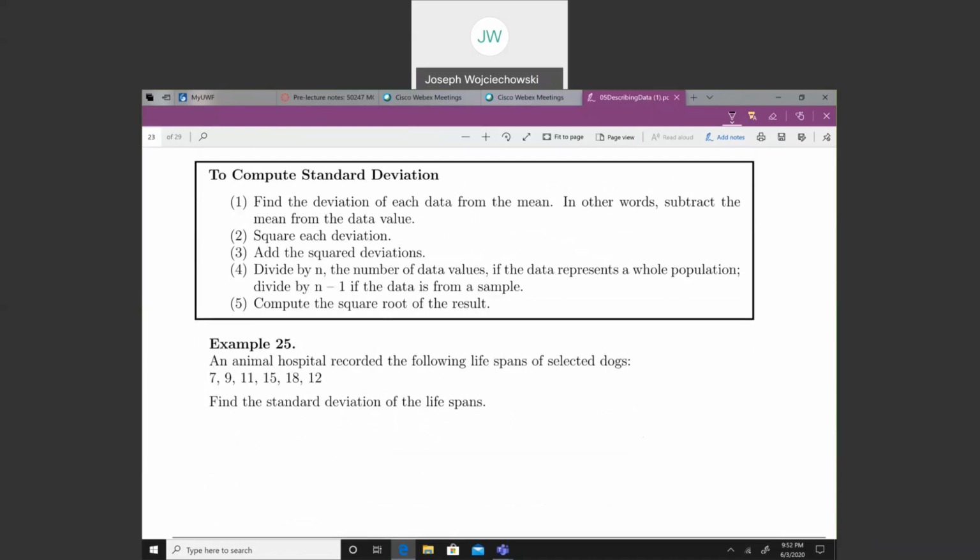So to compute standard deviation, find the deviation of each data value from the mean. In other words, subtract the mean from the data value. Square each deviation. Add the squared deviations. Divide by n, the number of data values, if the data represents a whole population. Divide by n minus 1 if the data is from a sample. Compute the square root of the result.